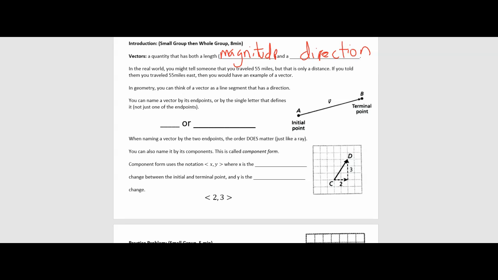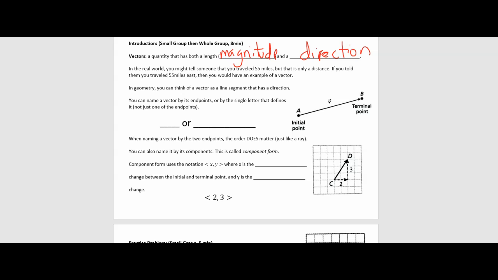So a scalar would be like saying I traveled 55 miles in my car yesterday. A vector would mean that you have to add a direction component to that scalar. So you could say I traveled 55 miles east. Now you've made it a vector because you have a distance or a magnitude or a length, and you've told someone in what direction you traveled.